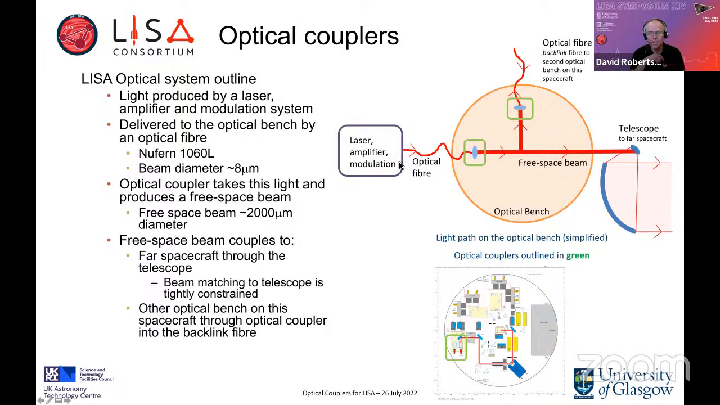And that brings the light down onto the optical bench. On the optical bench, you have to take this light from the optical fiber and produce a free space beam of a diameter of about 2 millimeters. So you have to expand the beam by a factor of about 250, and you have to collimate it extremely well. That beam largely then goes on, it does various other things in the optical bench, which we will ignore entirely. And the main power actually goes straight to the telescope, where again the beam is expanded and transmitted to the far spacecraft.